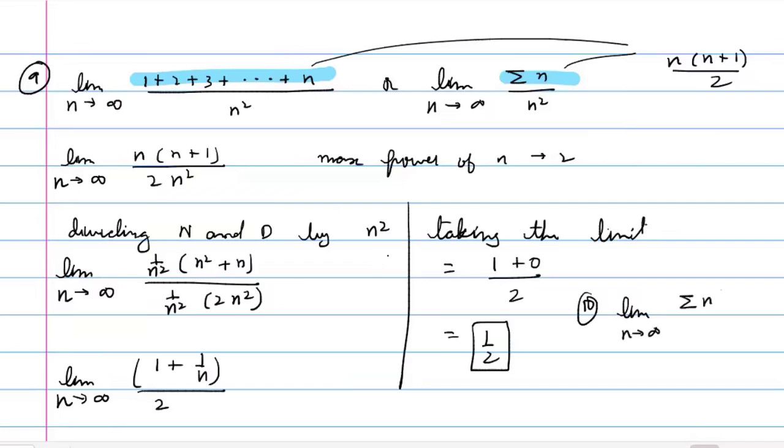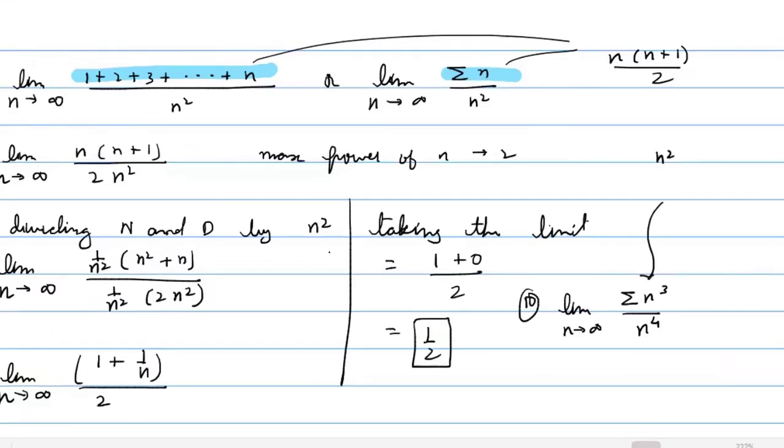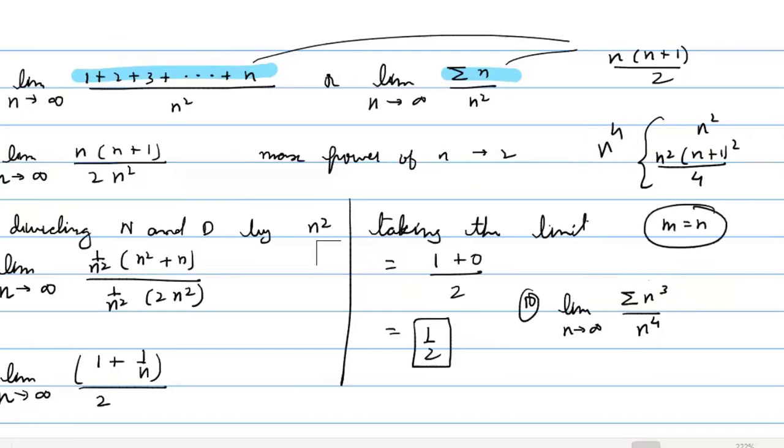In question number 10, you have limit n tends to infinity, sum of n cube upon n raised to 4. So what is this? Sum of cubes of first n natural numbers. Okay, so you have to just substitute that term and you will get the answer. And you know that this is a quadratic, so it is going to give you a maximum power of n squared, and there is an n squared. So here the numerator's maximum power will be n raised to 4, which is the denominator's power. So you are going to get the same thing where I told you m equal to n part from the earlier discussion.